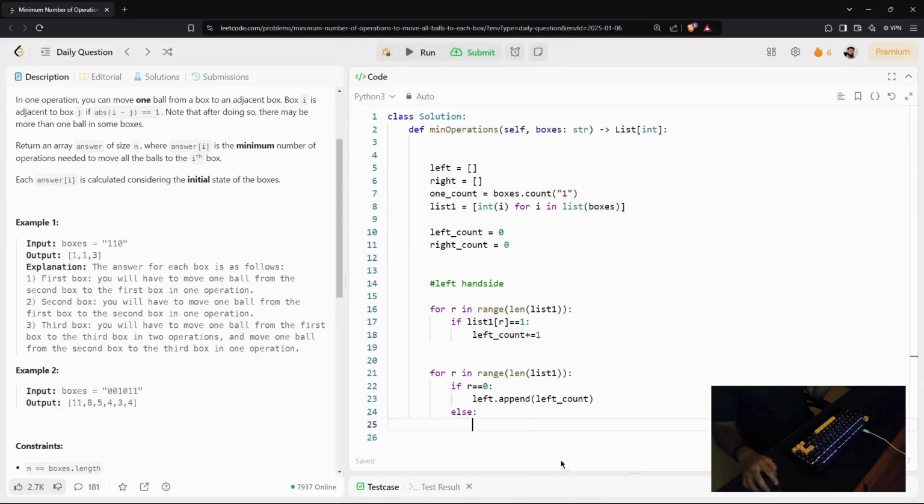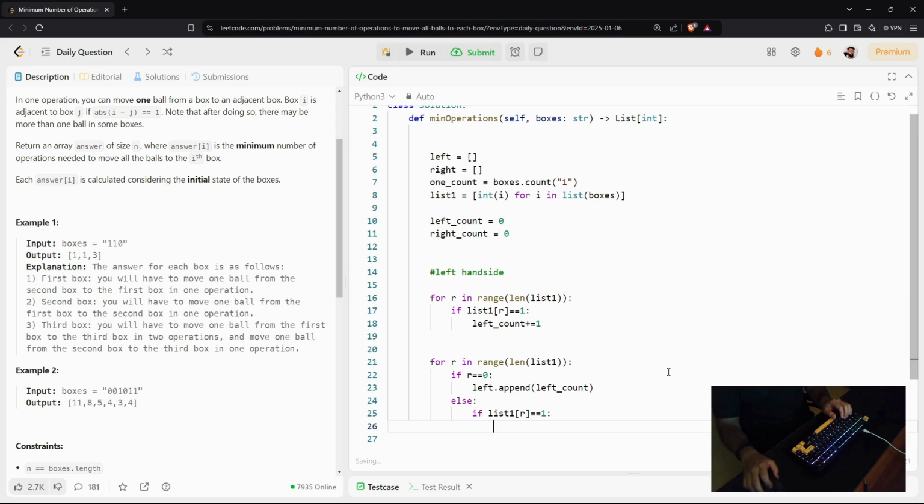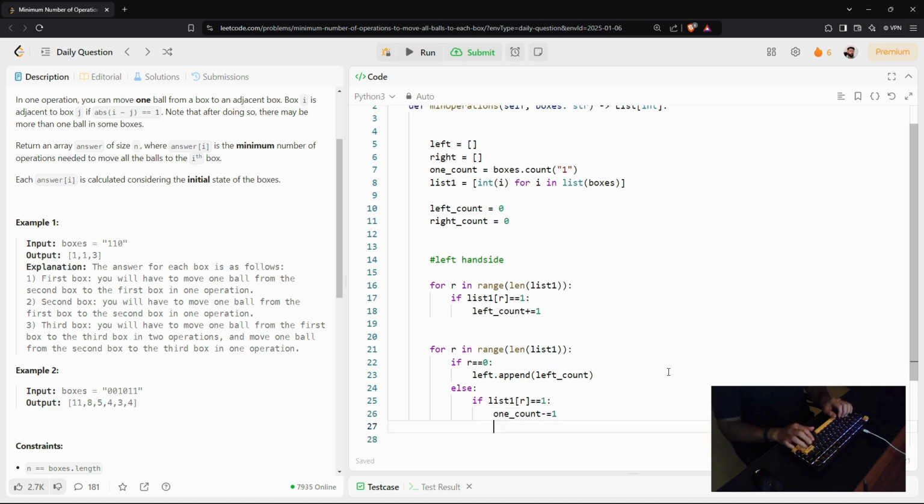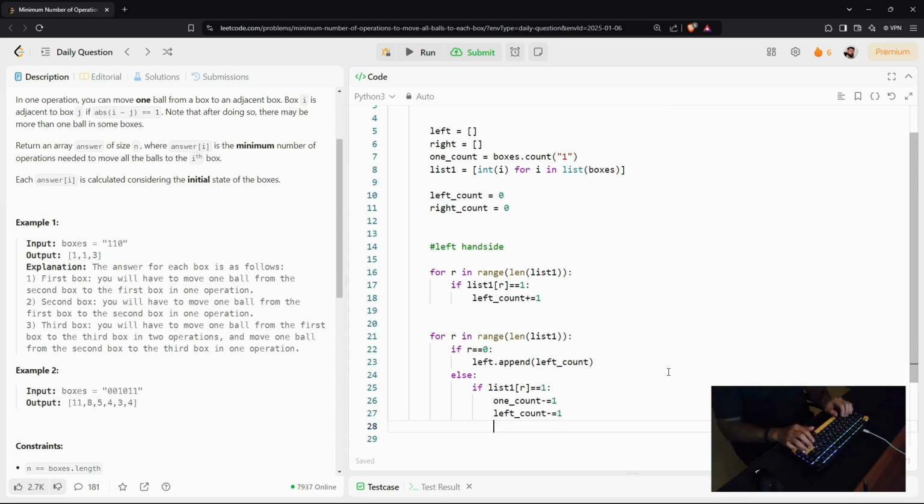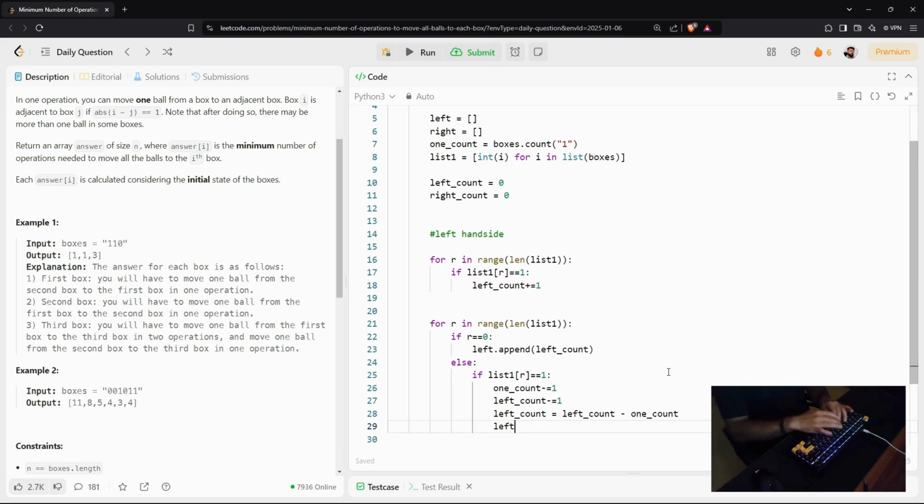If we encounter a 1, there's one step we need to do. What we need to do first is that this 1 count has to be reduced by 1, and left count is also supposed to be decreased by 1, because our effort will decrease, as I mentioned there. Now the effective value that we are going to append is left count minus 1 count, and then we append this to our left.